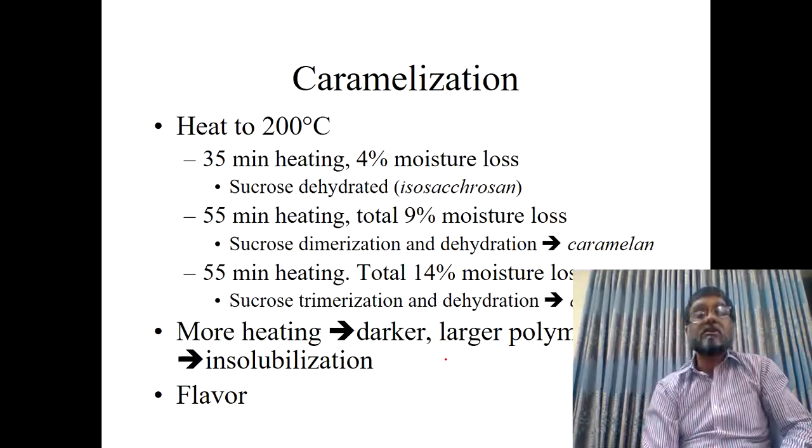Starting with caramelization, normally the sugars, especially the reducing sugars, are more effectively used, heated to 200 degrees centigrade with minimum moisture content, or sometimes an acid or some other salts may be used. So 35 minutes heating gives 4% moisture loss. Sucrose is normally used for commercial processes, and if the heating time is increased to 55 minutes, a total of 9% moisture loss occurs in sucrose dimerization and dehydration process that results in the caramelized product.